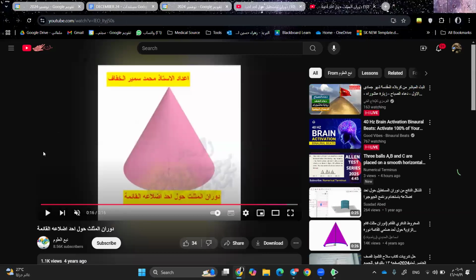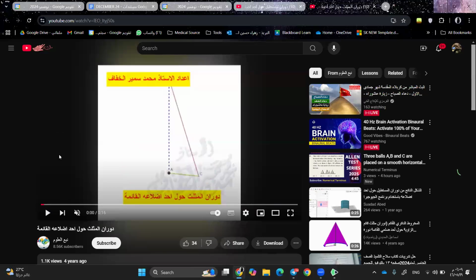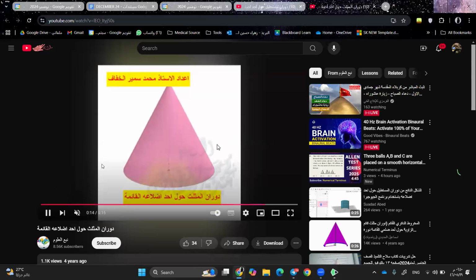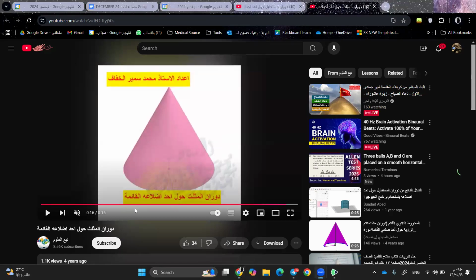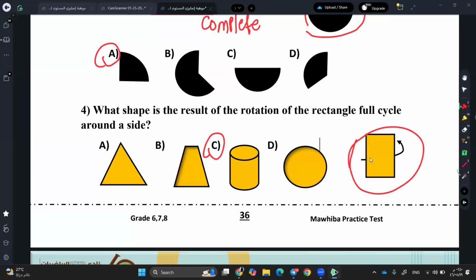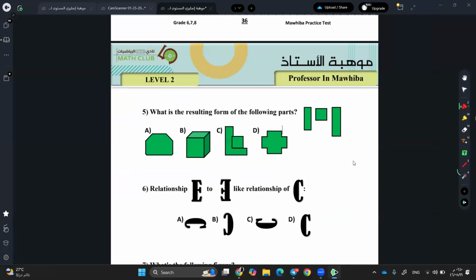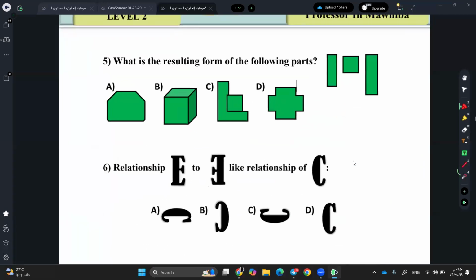And here for the triangle, when it has a full rotation or full cycle rotation, it's going to be like that. This is a triangle, and then it's going to be a cone. Okay, it's going to be a cone. Okay, so let's move to question number 5.